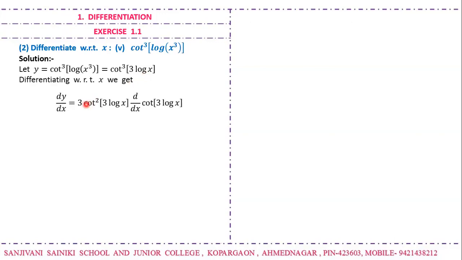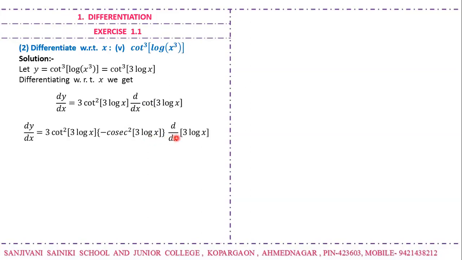Now then we differentiate this. Here I will treat this function as f of x, its cube. Now derivative of f of x its cube is 3 times f of x raised to 3 minus 1 into f dash of x. So 3 times cot square of 3 log x into d by dx of cot of 3 log x. Now how to find the derivative of this? So it is cot f of x. Derivative of cot f of x is minus cosec square f of x into f dash of x.